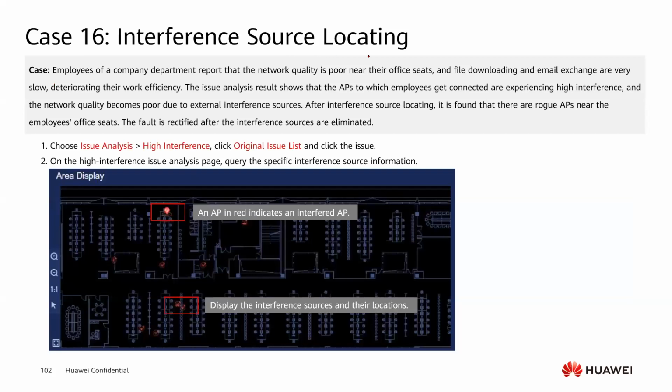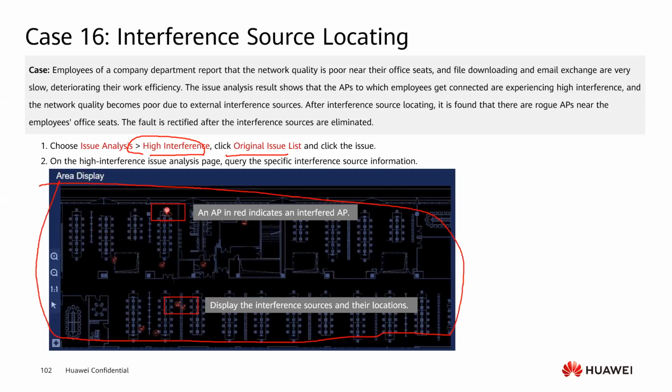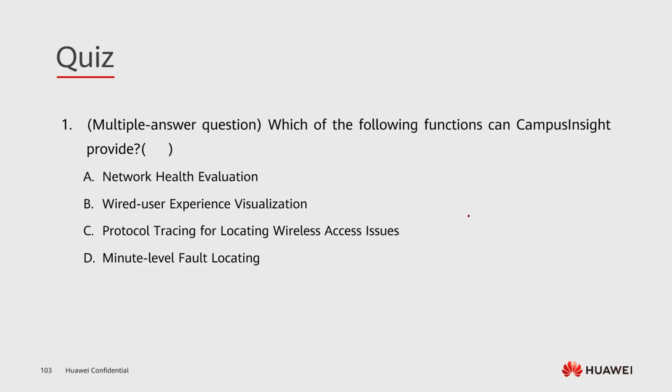And for the interference source locating, you need to enter the high interference page, and when you enter this page, it will show all of the interference devices for you, just like this. And the right AP is an AP that indicates it is an interfered AP, and it will also display the interference source and their locations, just like this, here, here, here, and here. Okay, this is how functions can be supported by the CampusInsight.